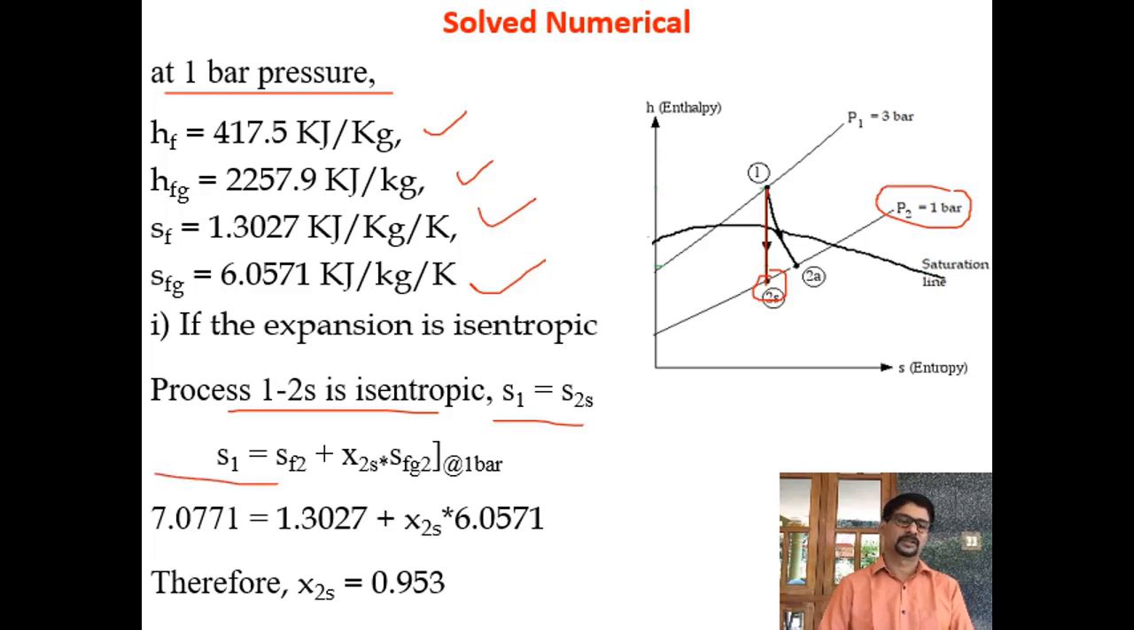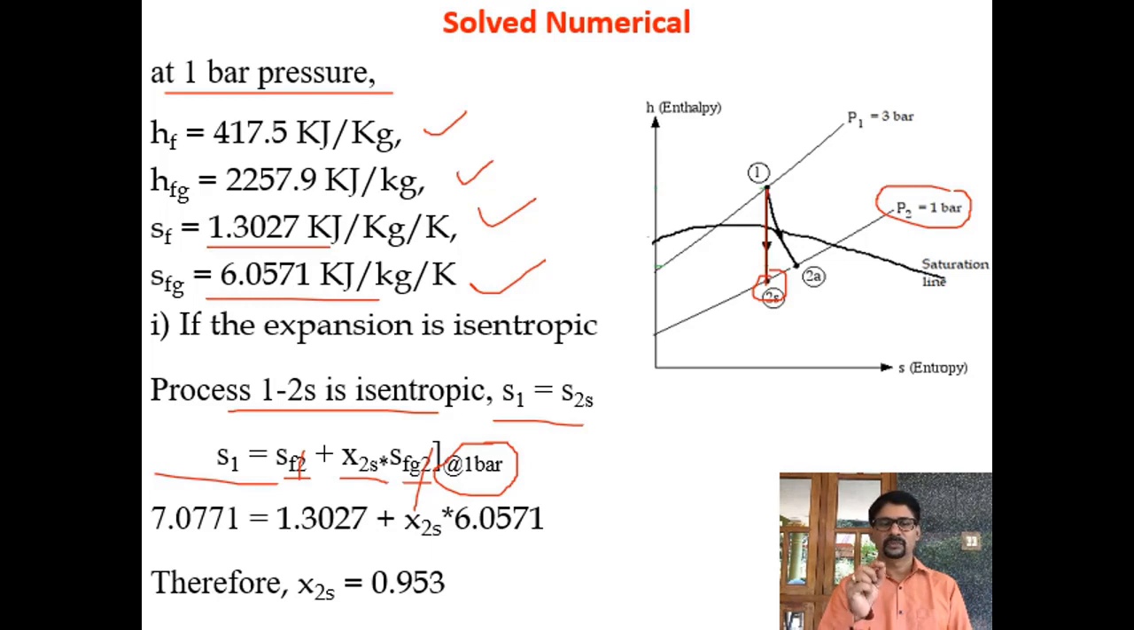What is S2s? The entropy at point 2s is nothing but sf at pressure 2, where suffix 2 indicates section 2, plus x2s into sfg2. Or if you write just sf plus x2s sfg, it is fine. Why? Because outside I have written at what condition you have to take these values. You have to take the sf and sfg values at 1 bar. Already noted, they are 1.3027 and 6.0571.